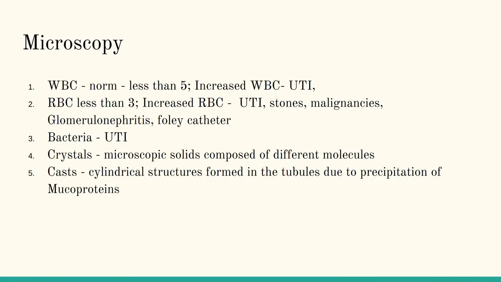And finally, moving on to the microscopy, there are 5 main parts: the WBC, RBC, bacteria, crystals, and casts. The WBC should be less than 5, and increased WBC would again indicate an infection. RBC more than 3 would indicate stones, malignancies, glomerulonephritis, or presence of a Foley catheter for a long period of time. Presence of bacteria would indicate a UTI or urinary tract infection. And crystals and casts, I'll be talking about them in the next 2 slides.